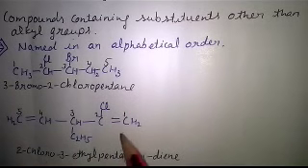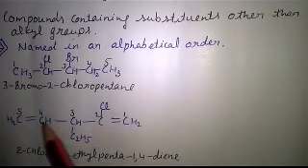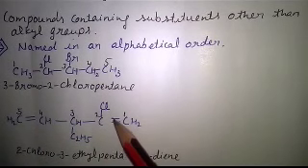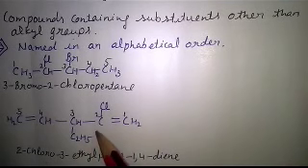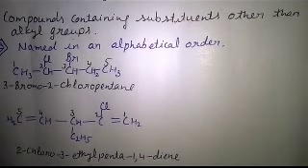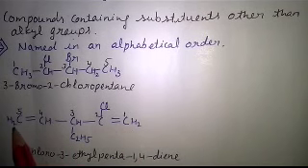The next, we are numbering from the right side 1, 2, 3, 4, 5. There are two substituents, chlorine and an ethyl group, so its name is 2-chloro-3-ethylpentane-1,4-diene. There are two double bonds, so it is diene.